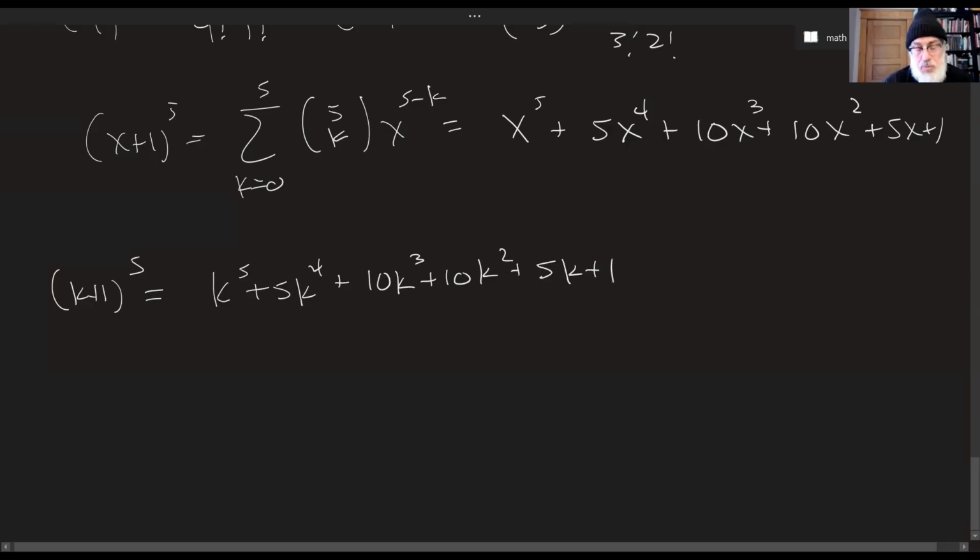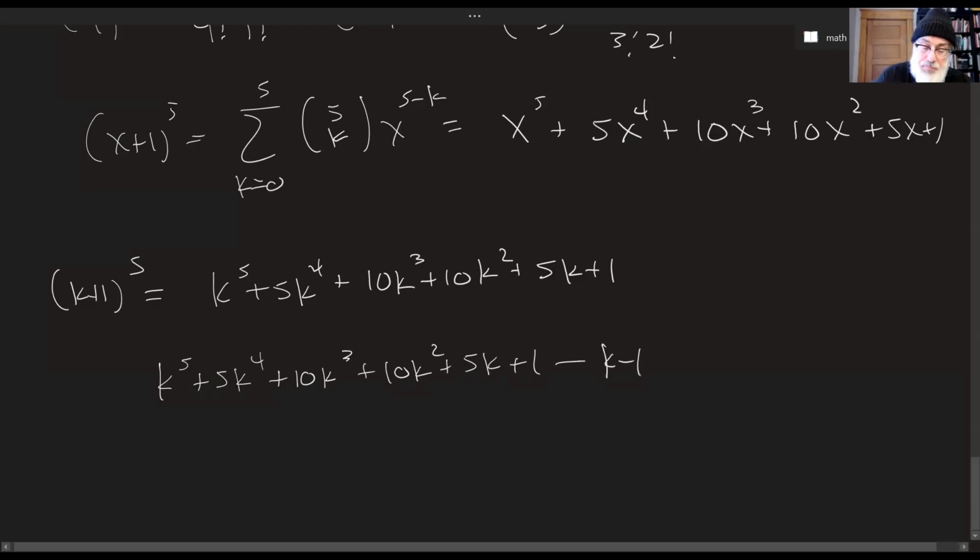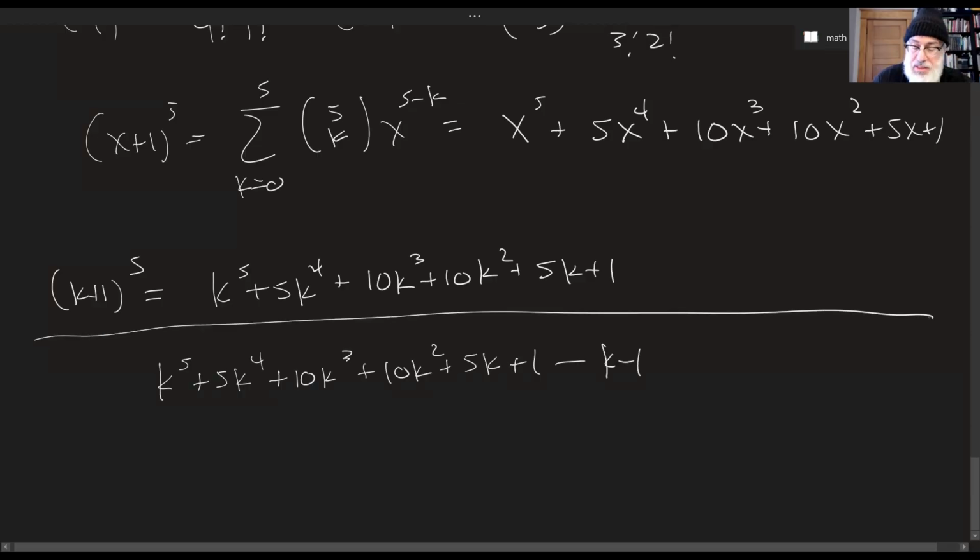So let's put this together with what we had. That was k^5 + 5k^4 + 10k^3 + 10k^2 + 5k + 1 minus, we had (k+1), so minus k minus 1. So let's think about the side being over. So we're back to our induction problem.